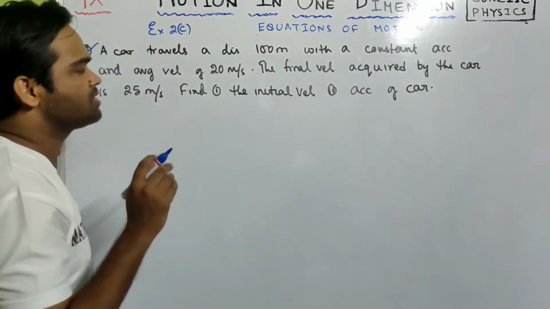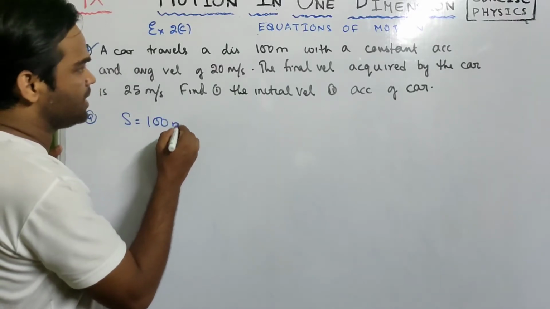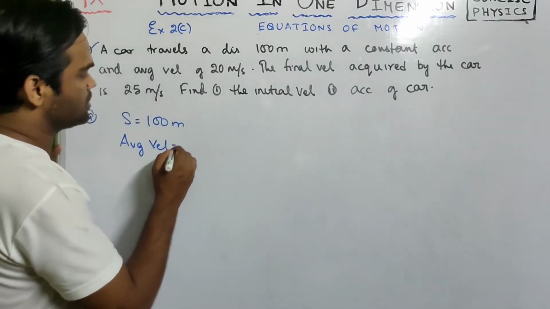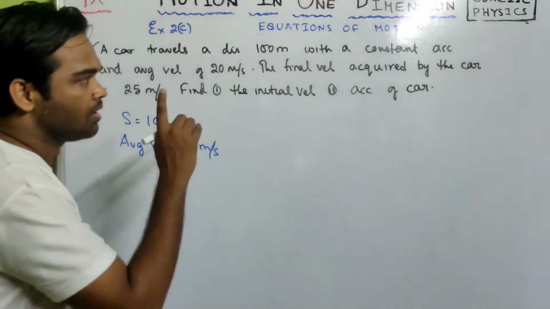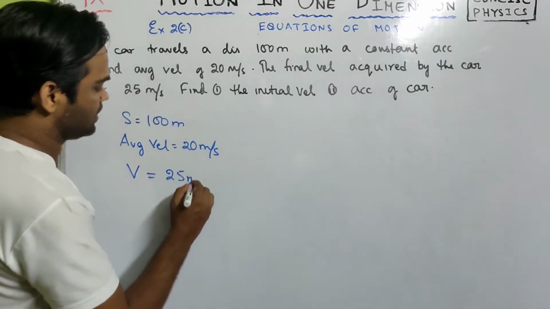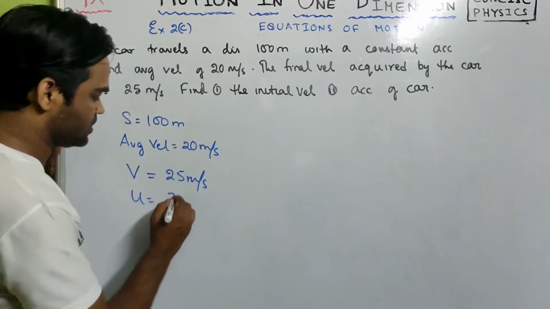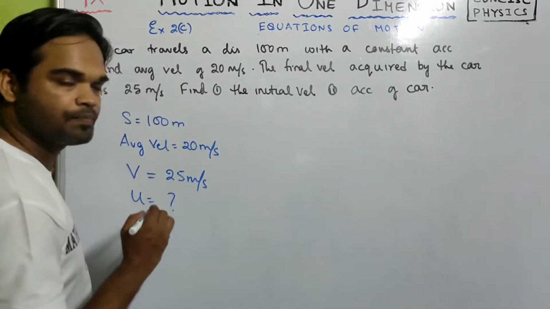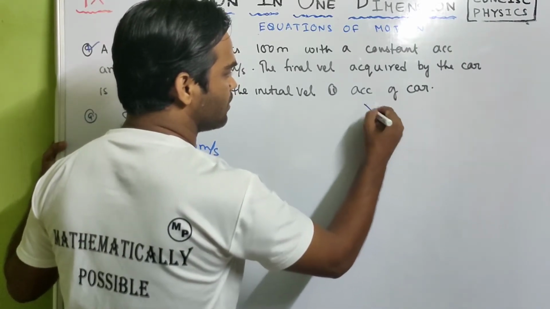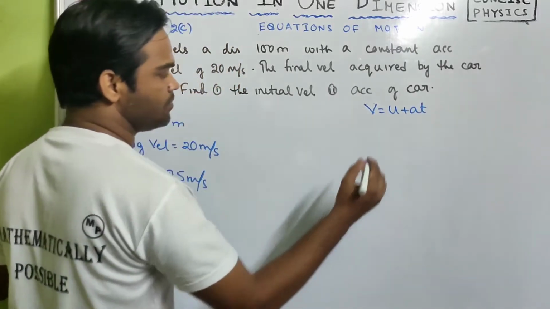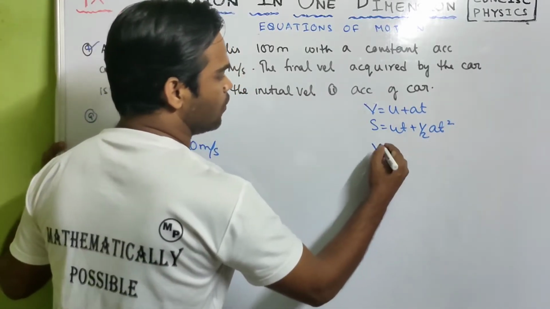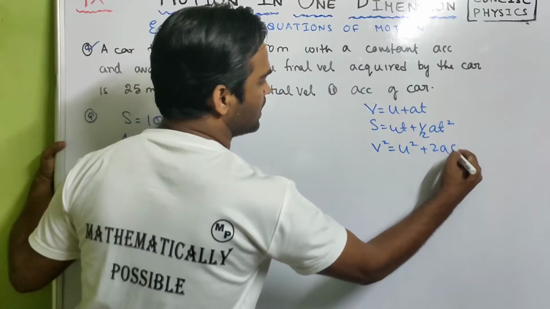A car travels a distance of 100 meter with a constant acceleration and average velocity of 20 meter per second. The final velocity acquired by the car, the final velocity V, is 25 meter per second. Find the initial velocity, which means U, and the acceleration of the car. First of all, the three equations of motion were V equals U plus AT, then S equals UT plus half AT square, and V square equals U square plus 2AS.